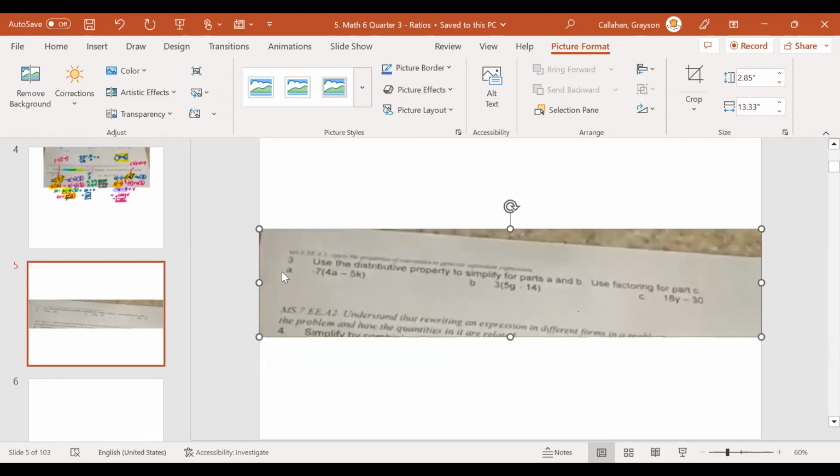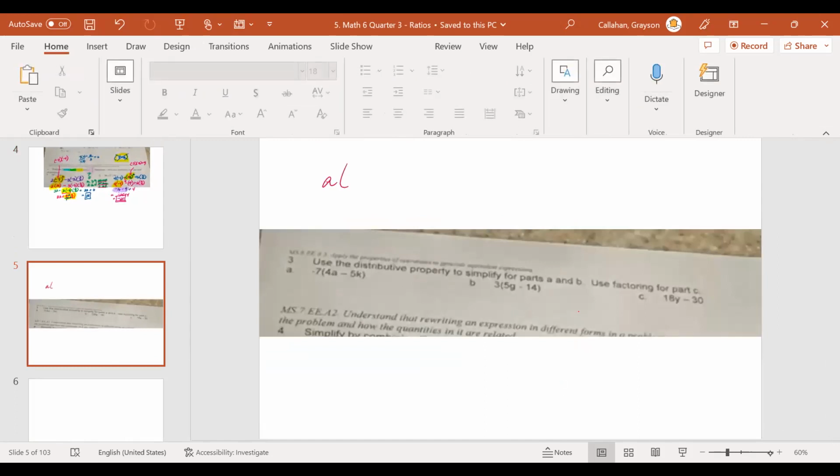Okay, moving on. Use the distributive property. This is what the distributive property is.